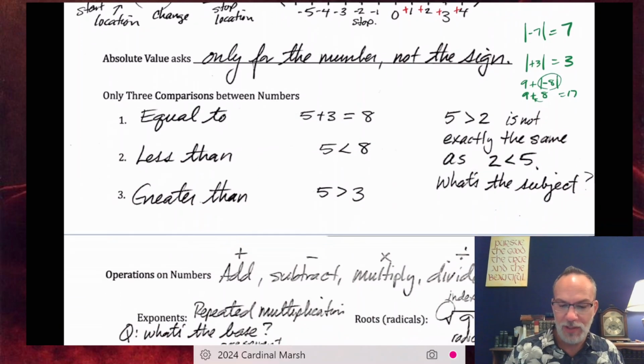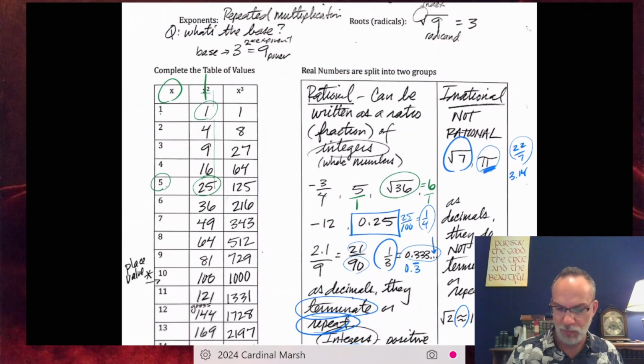Three comparisons between numbers. Equal to, less than, greater than. And then the rest of this is just some review and some details and stuff like that.